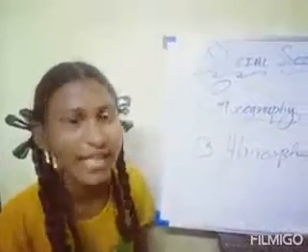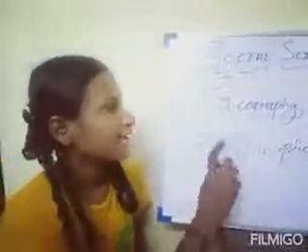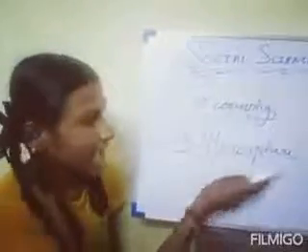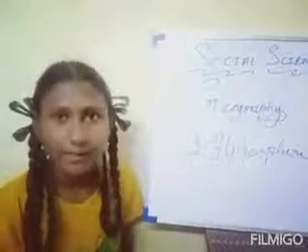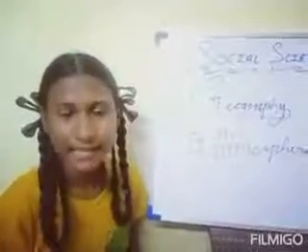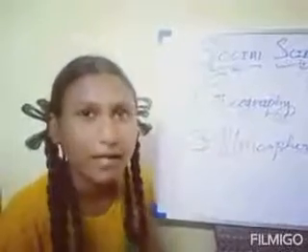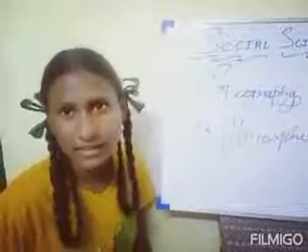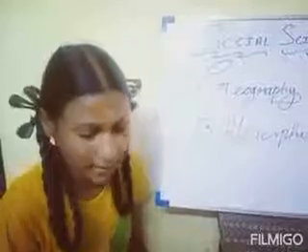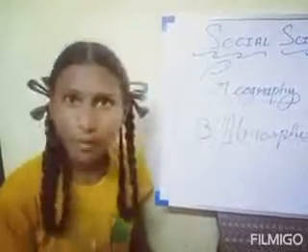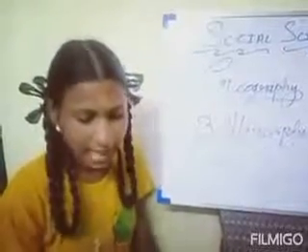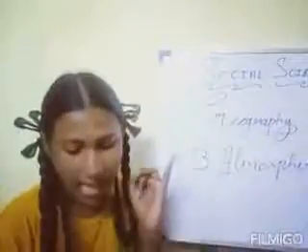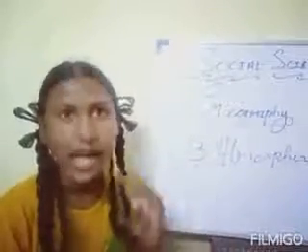Today I am going to take a lesson from Social Science, Geography, Unit 3, Atmosphere. We know that the earth has an atmosphere. Atmosphere means the earth's outer layer. We have four spheres: the lithosphere, atmosphere, hydrosphere and biosphere.